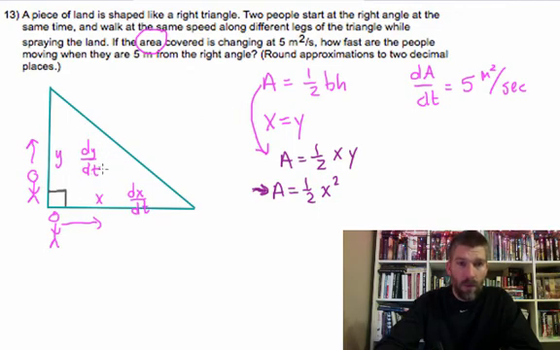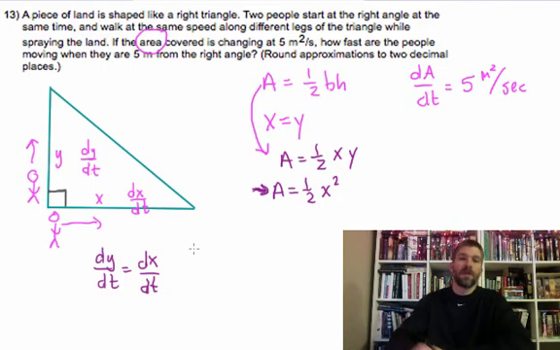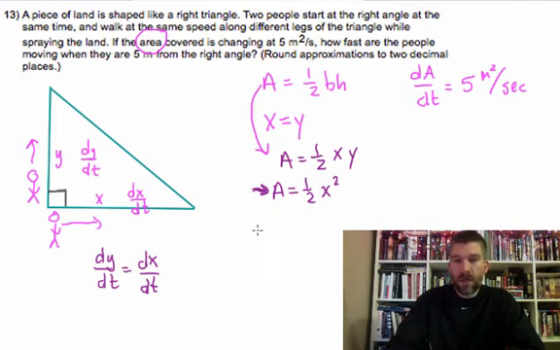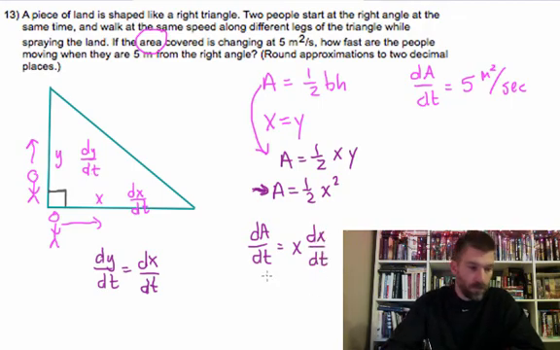By the way, one other last piece of information that we need to keep in mind is that dy dt is the same thing as dx dt. Remember, those are equal because that's the rate of change that we're walking away from the corner, and those rates have to be the same. So let's take the derivative of this guy, and he's really not that hard. We're going to have dA dt is equal to, well, 2 times 1/2 is 1. So 1x dx dt.